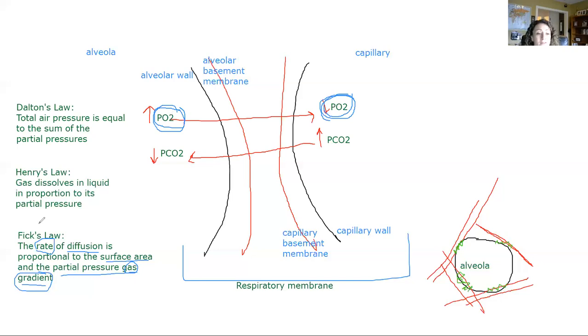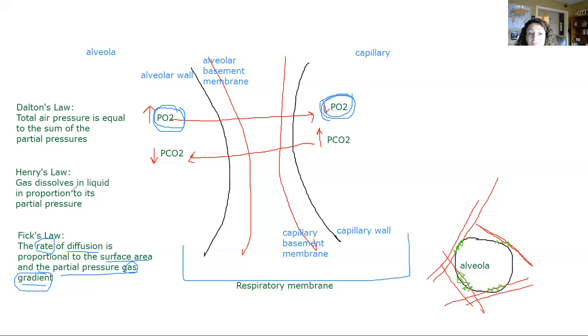So Fick's law says the rate of diffusion is proportional to the surface area and the partial pressure gas gradient. So the more surface area we have devoted to respiratory membrane, the faster the gas will diffuse. The larger the partial pressure gas gradient, the faster the gas will diffuse.